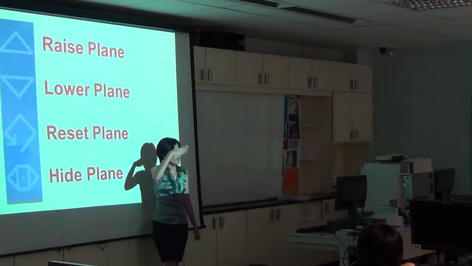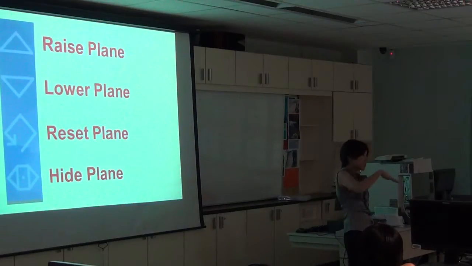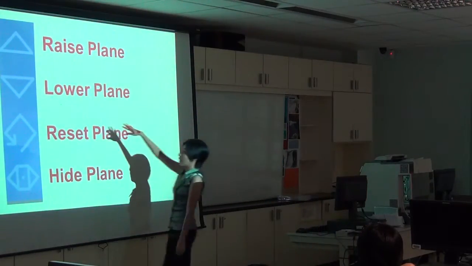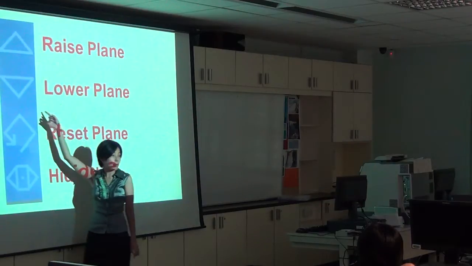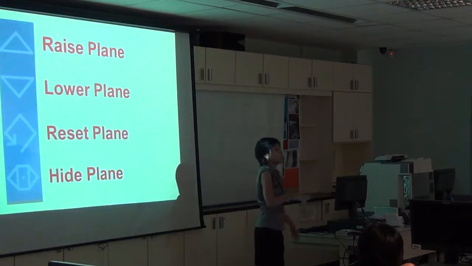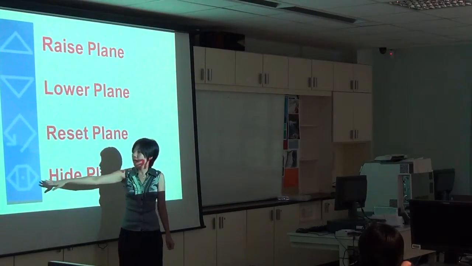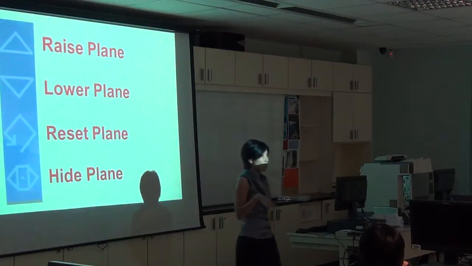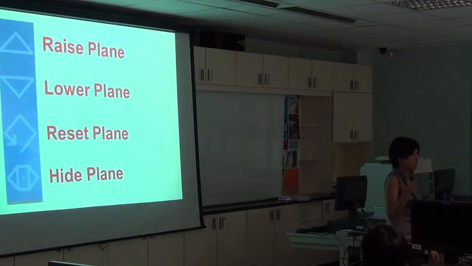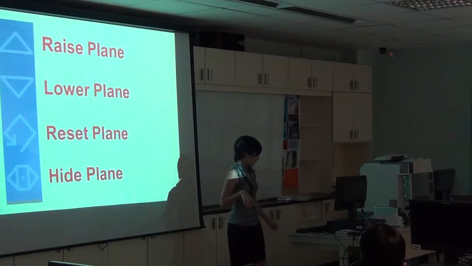At any point in time whereby you need to go back, for example you have 4 meters and you need to go back to 2 meters, then of course you just click this down arrow button to lower the plane. At any point in time you need to reset the entire plane back to 0 meters, click reset. This last button here is to actually hide the plane. I don't think you need to use it, but just to let you know, just in case you're wondering what it means.